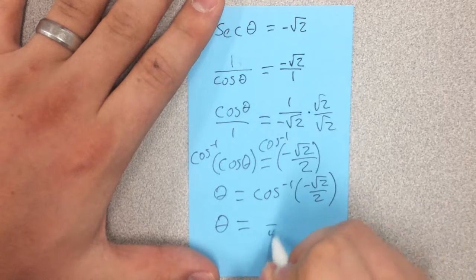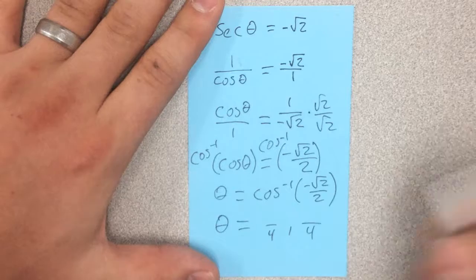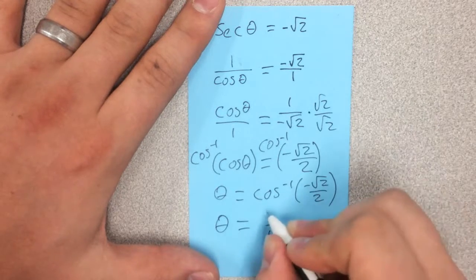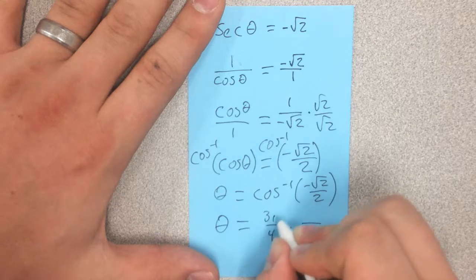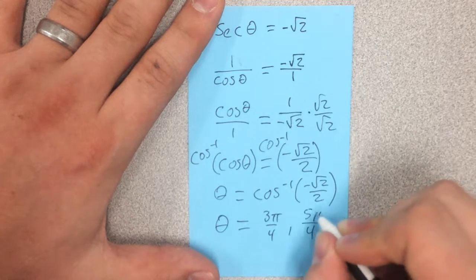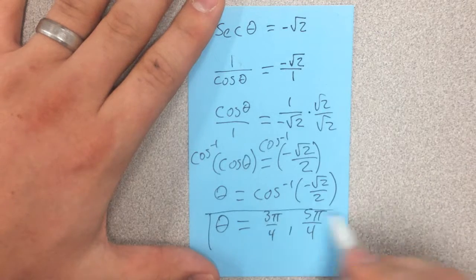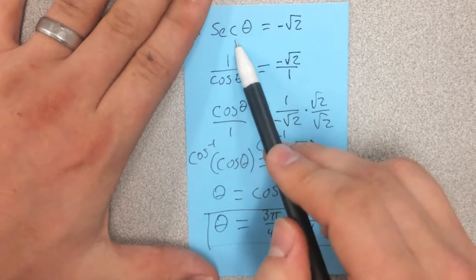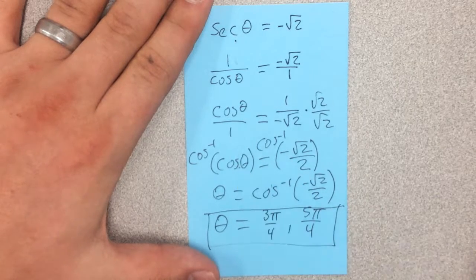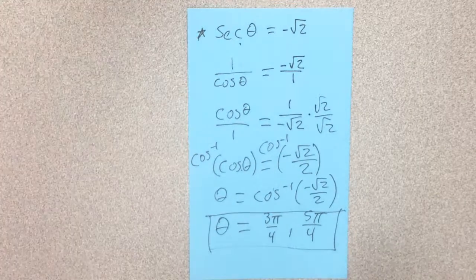Root 2 over 2 is the over 4 family, so there's going to be 2 of them. And then where cosine is negative is the second and the third quadrant, so that's going to be 3 pi over 4. And then in the third quadrant, that would be 5 pi over 4. And that is how we change one of the reciprocal functions, like secant, into one of our regular ones, like cosine, so it's a lot easier to solve the trig equation.